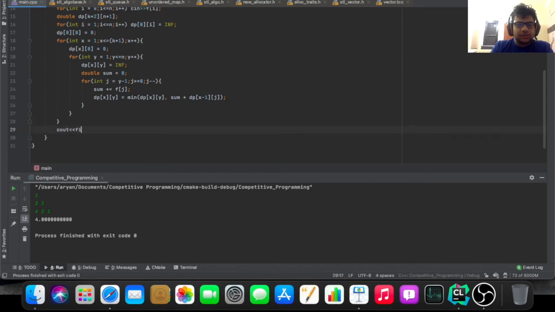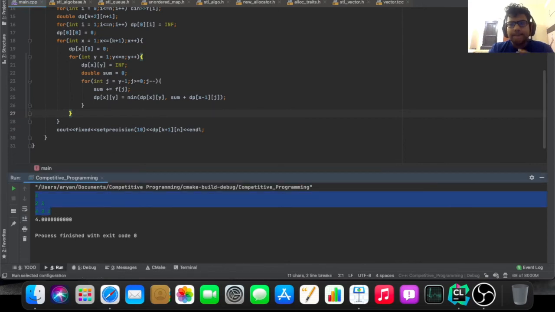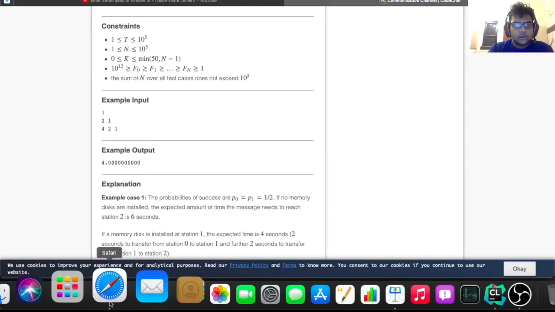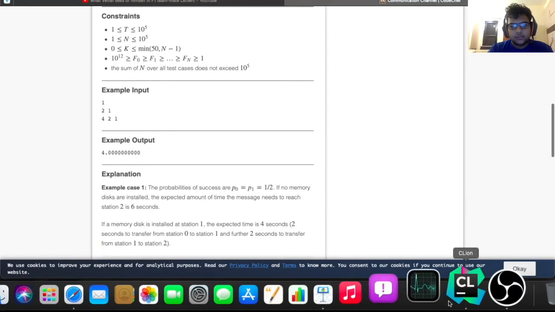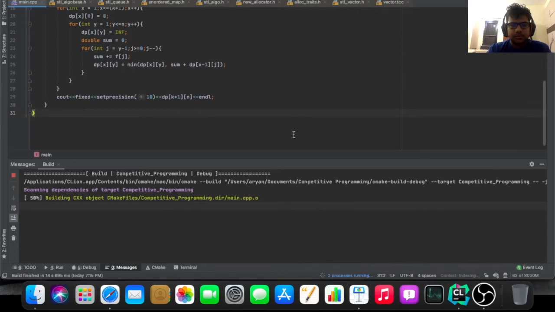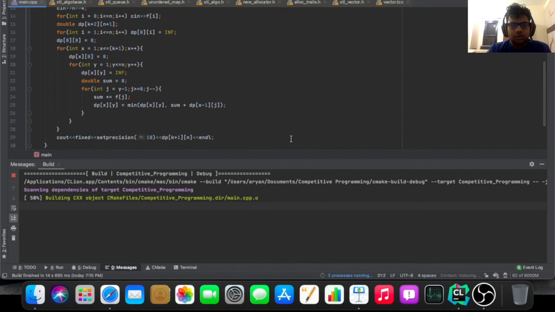First we need to set the precision. I think it requires up to 10 to the power minus 6, but just to be safe, we'll do it till 10. And we can say dp[k+1][n]. Right? So let's just try this on our sample case here. The expected answer is 4. It's just taking some time to compile. Just give it a second.